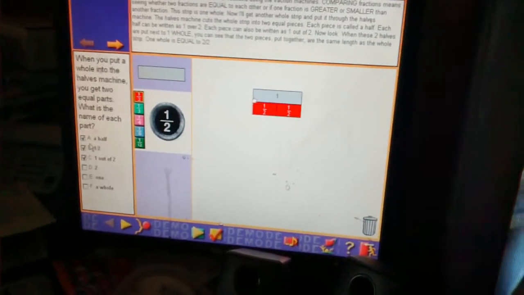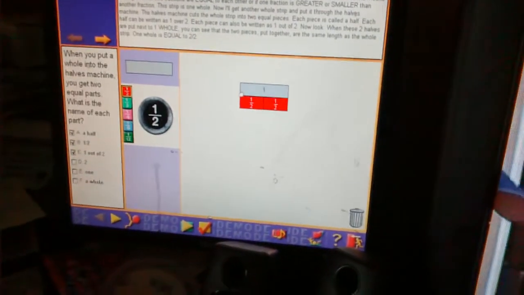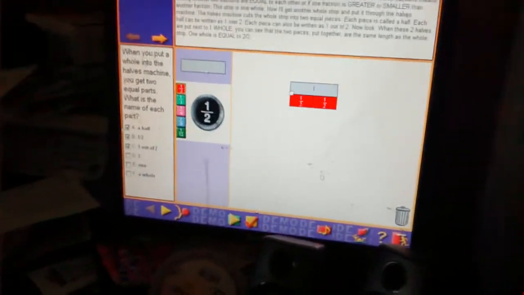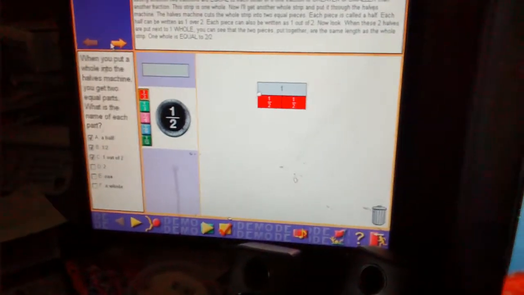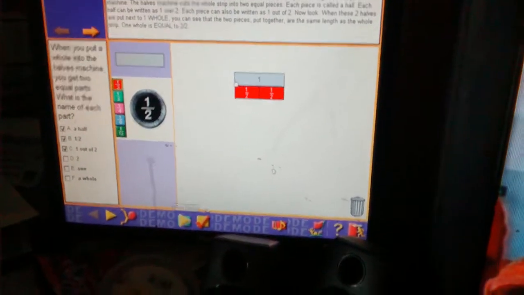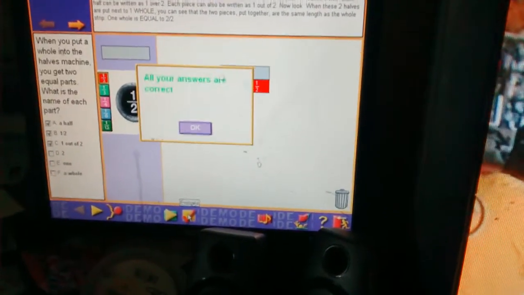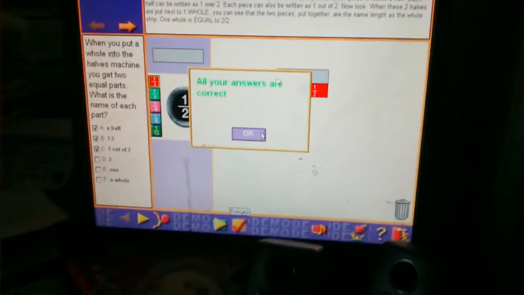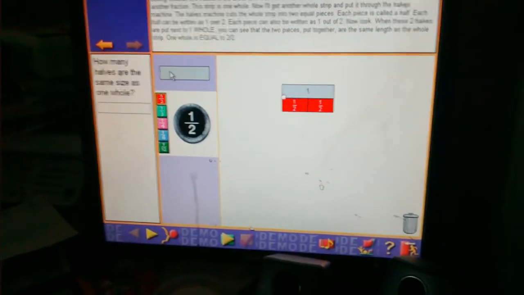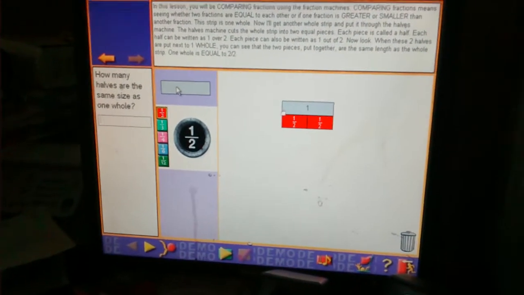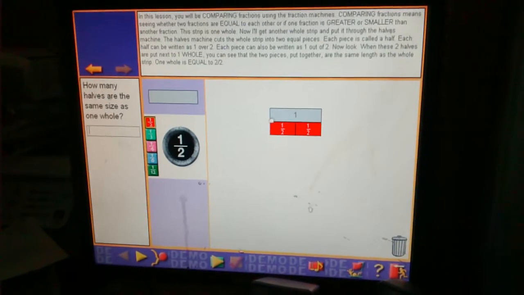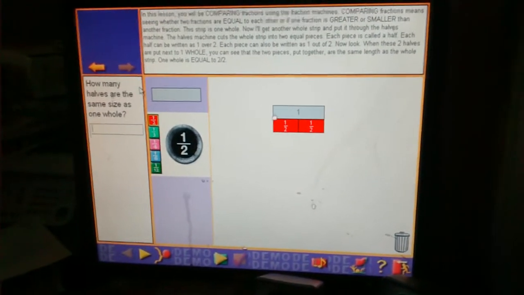So what is the name of each part? Click OK at the bottom where the check mark is. It says evaluate. So, how many halves are the same size as one whole? You could put the number in.